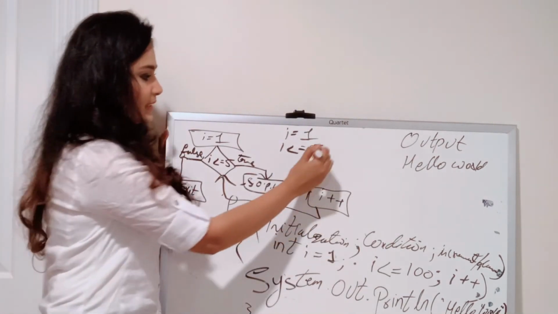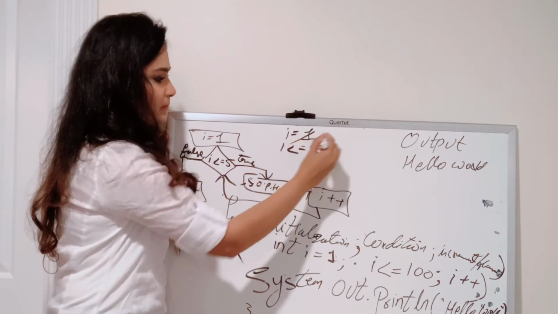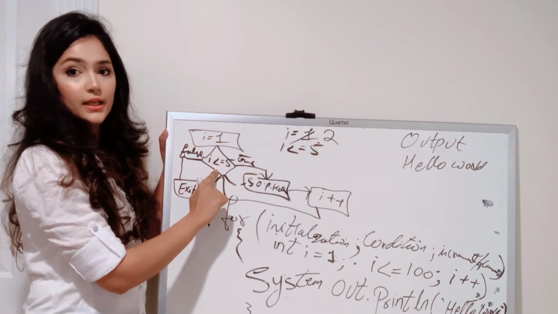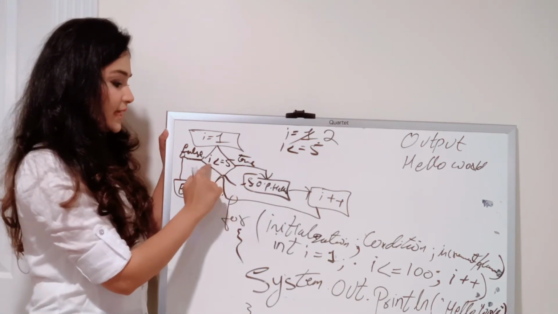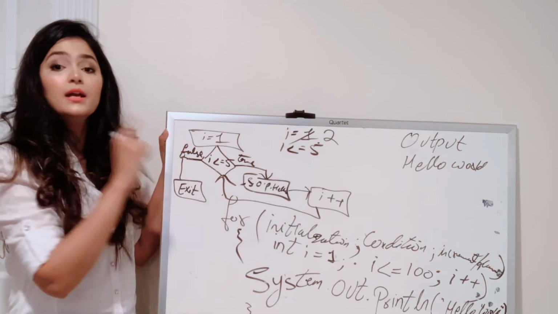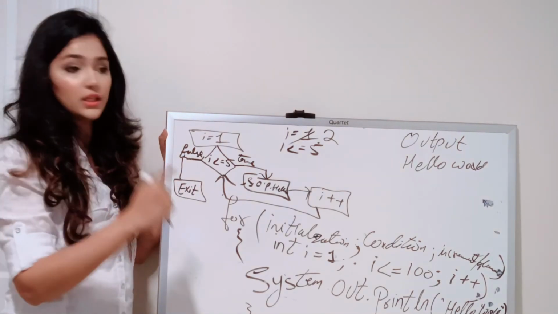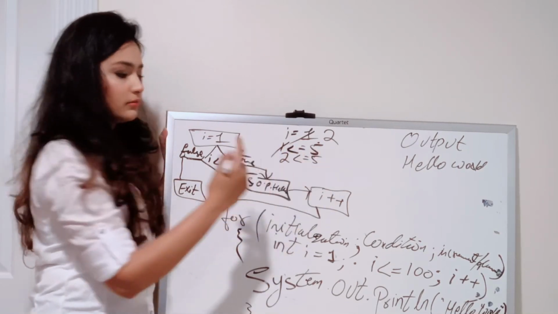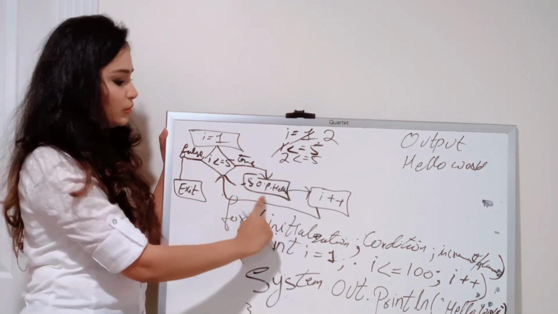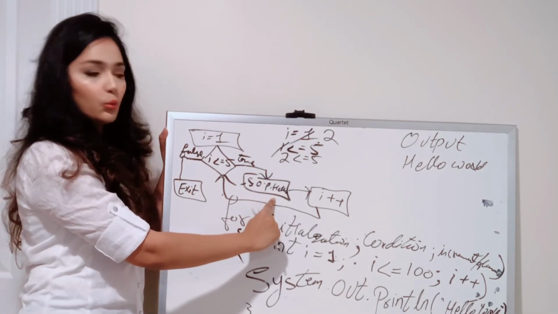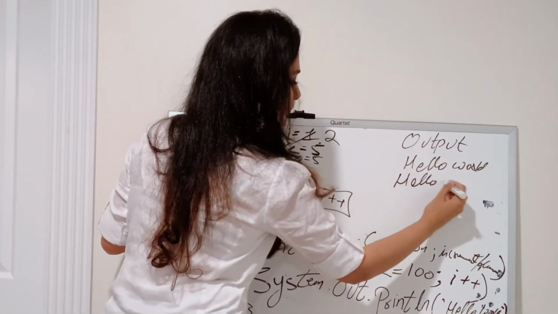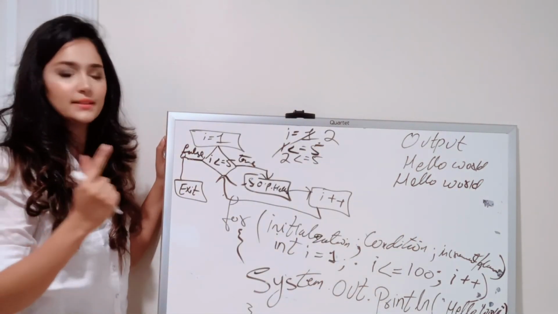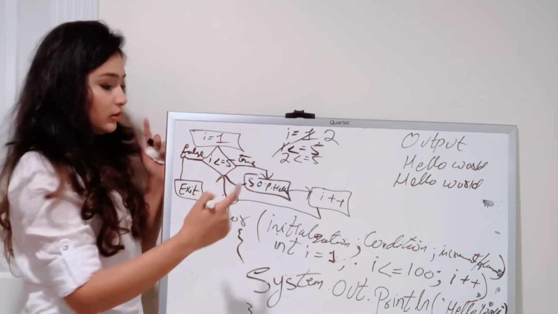Then i is now 2. So after i++, I'm checking the condition again. Is i less than or equal to 5? Again, it's not 1, it's not 2, it's i. It's a variable, so this variable is changing. Now you have 2. Is 2 less than or equal to 5? Is it true or false? True. Again true, so we go to System.out.print Hello World. Again, I'm printing Hello World. This is my output. This is how the compiler is printing, but it's doing it so fast that we don't even guess how long it takes.